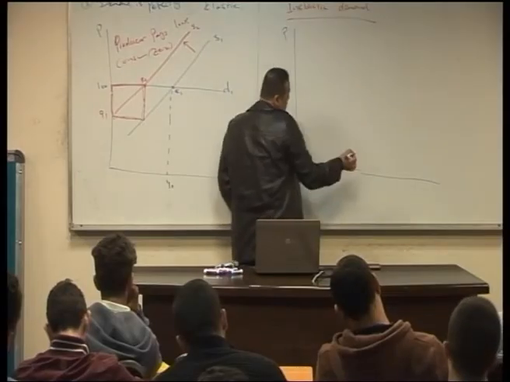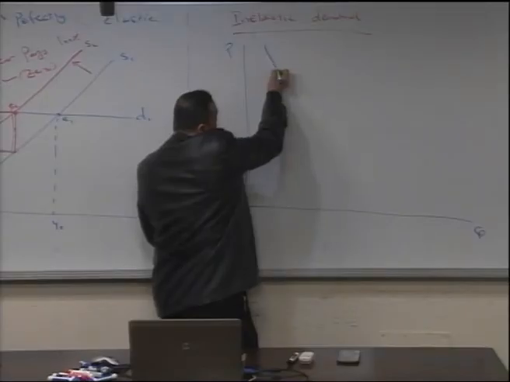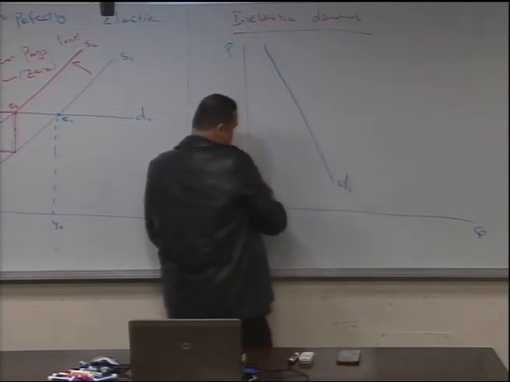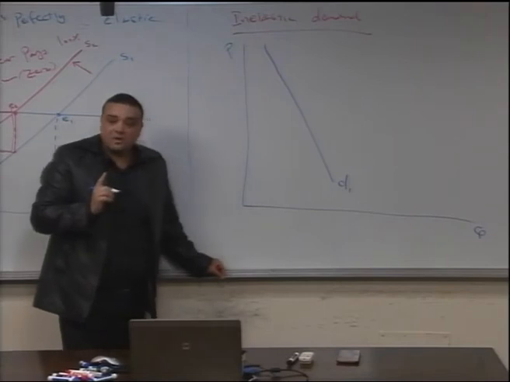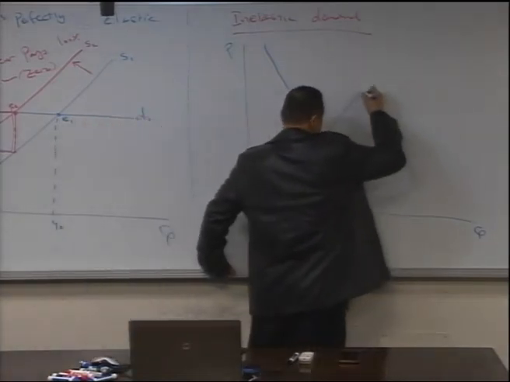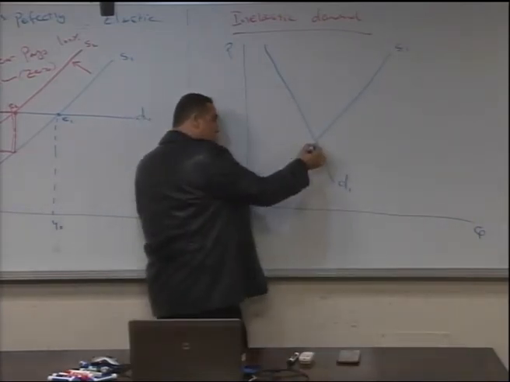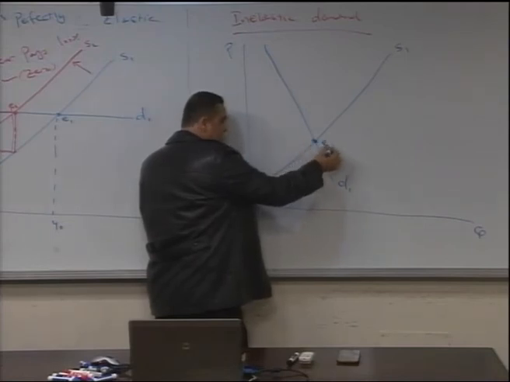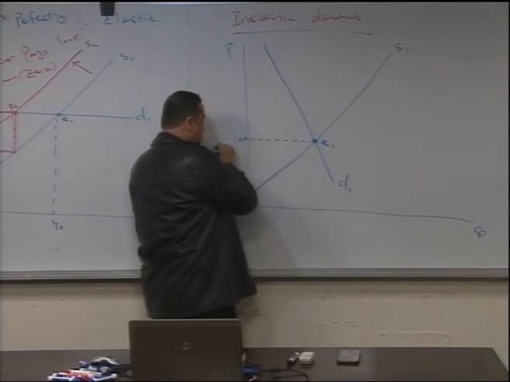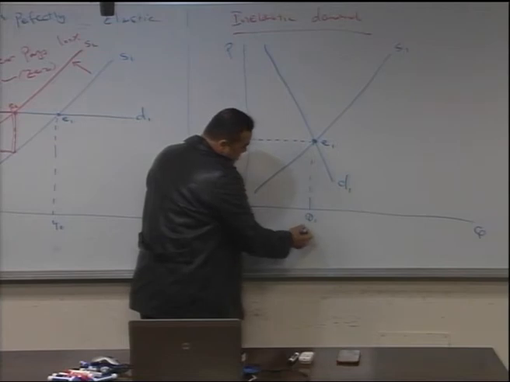Here's price, Q. Demand is inelastic, D1. Supply is neutral, unitary, S1. Here's the original equilibrium point, E1. And the price is 100 here, P1. Q1 equals 40.